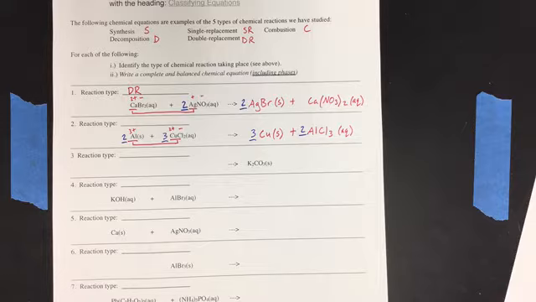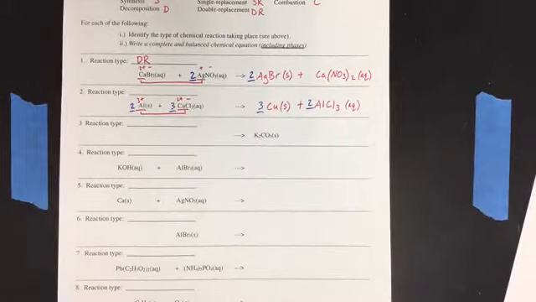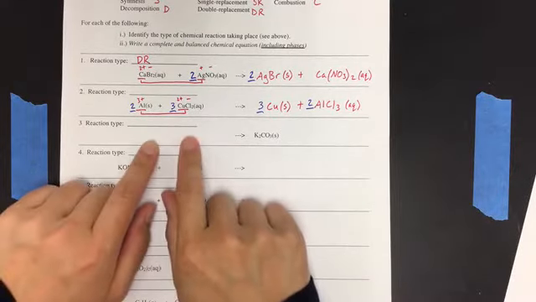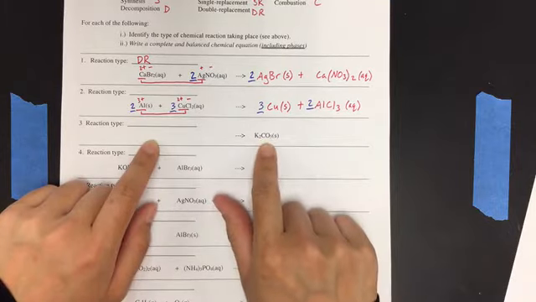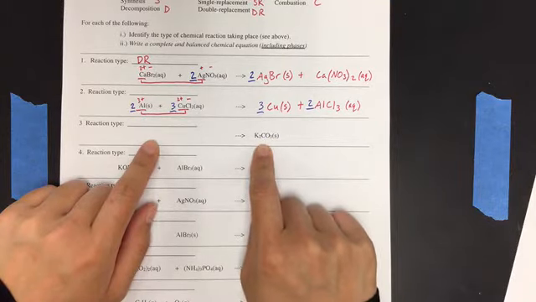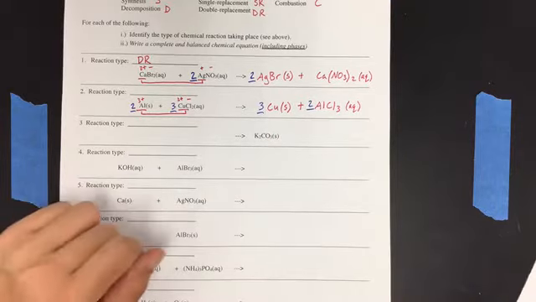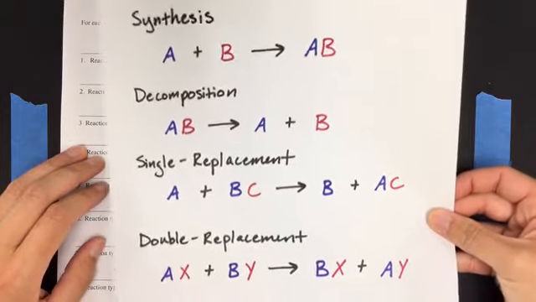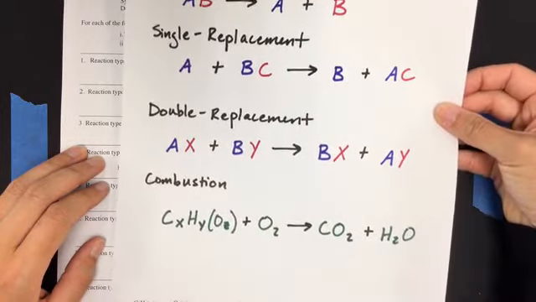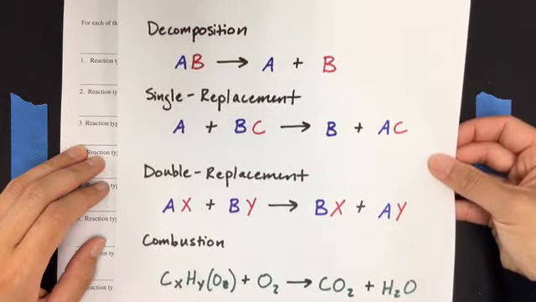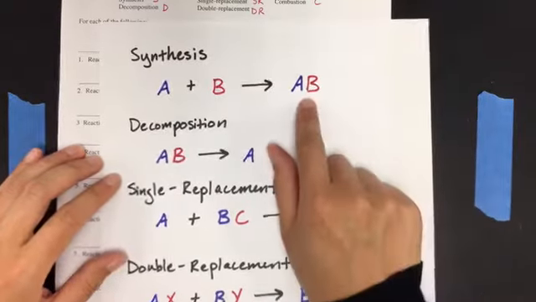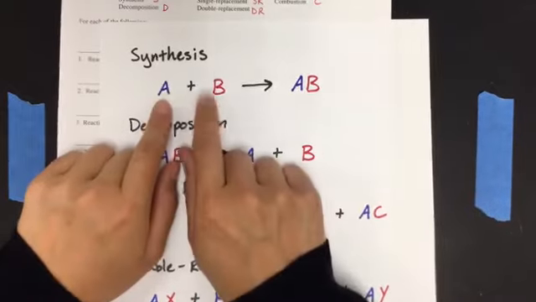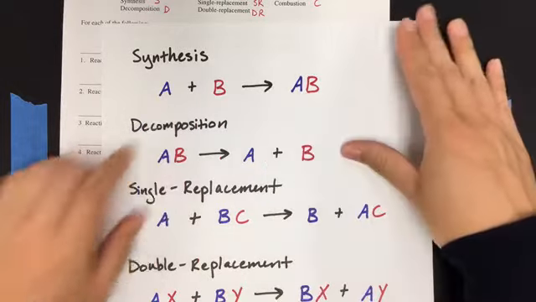Alright, let's look at, actually we can just do number 3, the next one. Number 3 looks a little different. Number 3 does not give us reactants, it gives us a product. And it's just one product, and that product is a compound. So let's look at our list. Which one of these gives us one product and the product is a compound? Well, actually, only one of them gives us only one product. It's synthesis. So remember, that's where elements combine to make a compound.